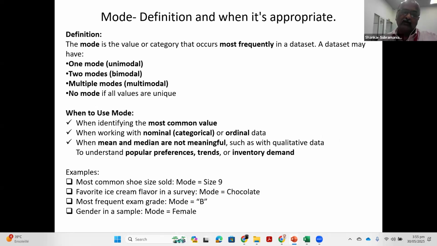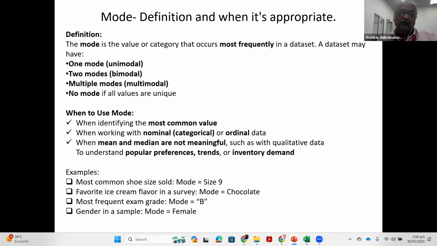So when you look at the mode definition and when it's appropriate, the mode is the value or category that occurs most frequently in a data set. A data set may have one mode, two modes, multiple modes, or no mode at all. If all the values are unique, obviously you don't have a mode. Multiple modes can occur when certain values are each repeated 3 times. So you have 3 values repeated 3 times each, so you've got a multimode, and so on.